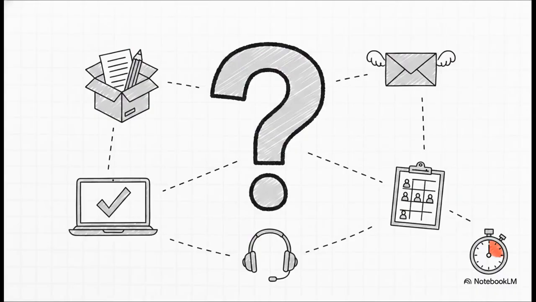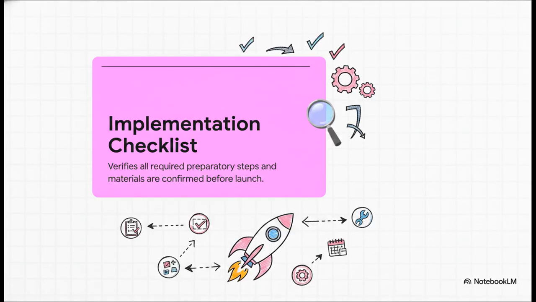As we get closer to launch, the details really start to matter. Here is Scenario 5. Before launching a virtual workshop, the implementation team must confirm that the facilitator has received the materials, participant invitations have been sent, the platform has been tested, attendance sheets are ready, and technical support is available. To track all this, which implementation tool would you use? Think fast, 5 seconds. It's an implementation checklist.